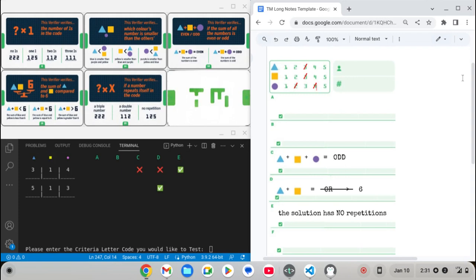Is there a 1? Yeah, and that'll tell us. Yeah, let's go ahead and test criteria card A. Yes, there is a single 1. The Turing Machine approves of a single 1 in the solution. So let's go ahead and type that up, and we shall say that the solution has a single 1.